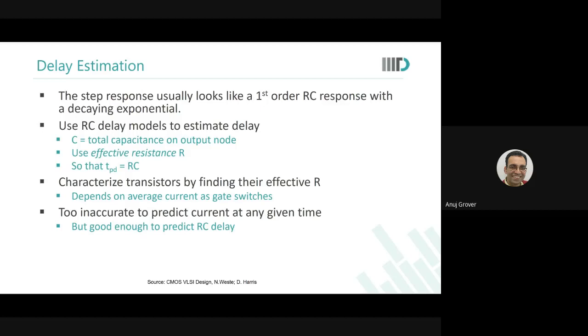This we've already discussed, that the response usually is like the first order RC, and you find out effective R by looking at the current equation, and the capacitance at the output node. So that is how you estimate the delays. This is a good first order estimation, but not really good enough to predict delays in today's technologies. Therefore, you use simulators to work on it. But this will still give you rule of thumb answers. Okay, this is approximately the delay. Now my actual delay may be slightly more or less.